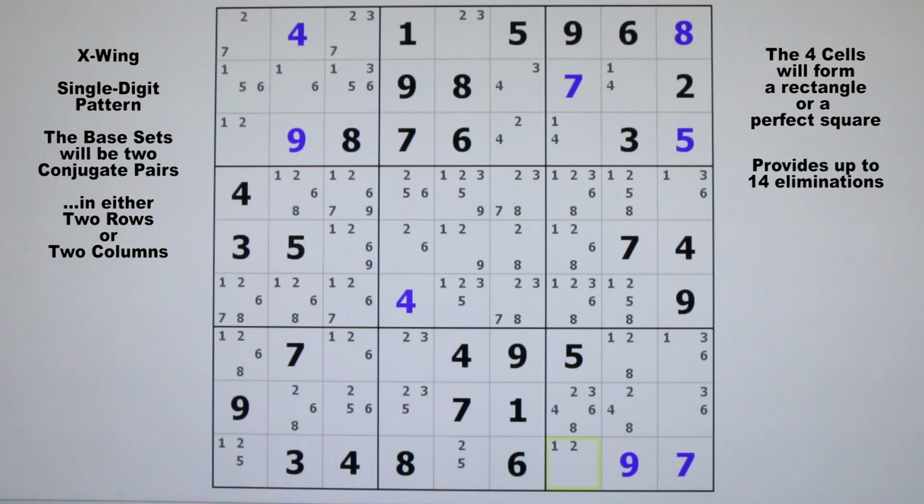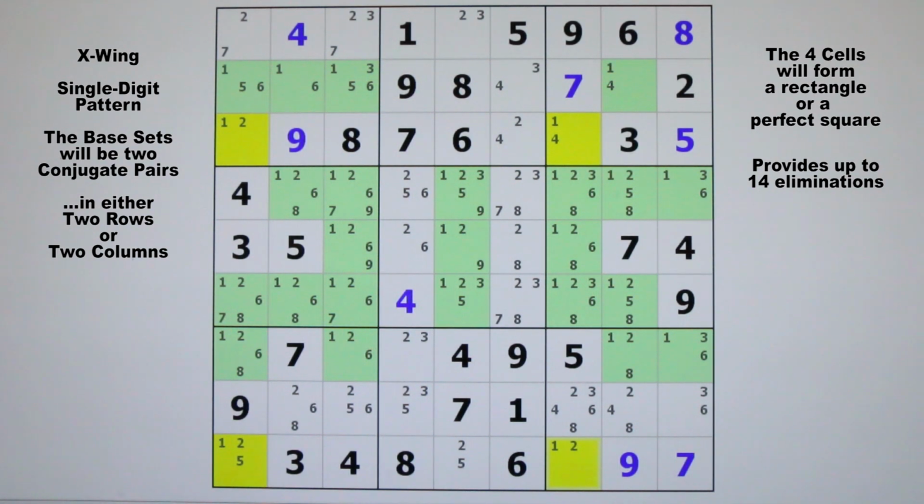Okay, let's take a look at row 3 and row 9. And take a look at candidate 1, and you'll see we have an X-Wing. So let's turn on the filters for candidate 1. If you look carefully, you'll see that there are only 2 candidate 1s in row 3, and only 2 candidate 1s in row 9. And here they are. Those are your base sets, the 2 rows. So that means we can make eliminations in both of those columns.